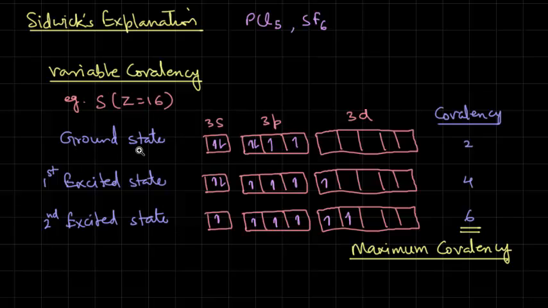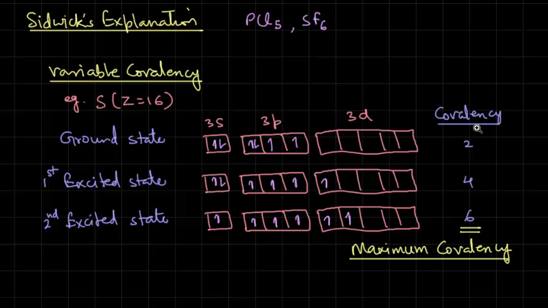In the ground state, for example, sulfur has a configuration of this. There is 1s2, 2s2, 2p6, but after that it's 3s and 3p. This is the valence shell of sulfur. We did not write the earlier configurations because when we are talking about bonding, we only consider the valence shell. Normally sulfur has 6 electrons in its 3s and 3p orbitals. 3s has 2, 3p has 2, 1, 1. Here you can see that the normal covalency of sulfur is 2.